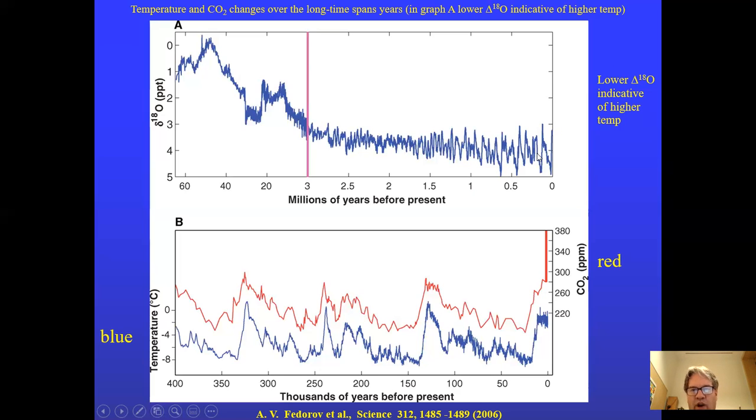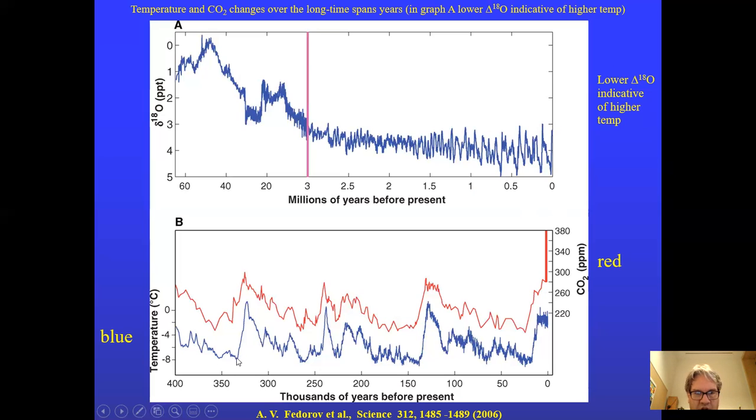Why this is happening this way, I'm not sure people know. But there's a pattern settling in here in the recent past that seems to be becoming apparent. Now, if you break this down further, zoom in on this span right here, and look carefully at temperatures versus CO2, you see this interesting pattern.